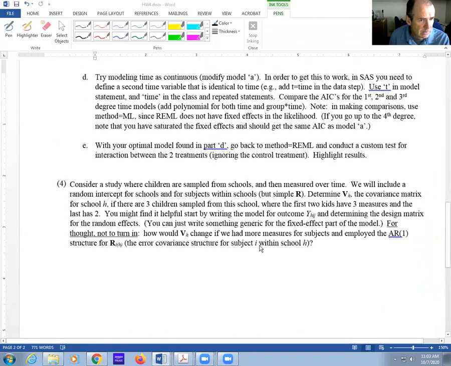So number 4 is pretty similar to what we talked about today with the mouse and tumor, but in that case you have school, and then the kid within the school. And then 3 measures. The first 2 kids have 3, and then the last has 2.